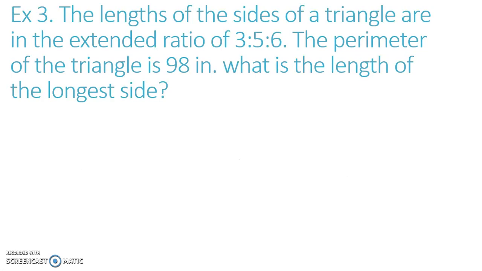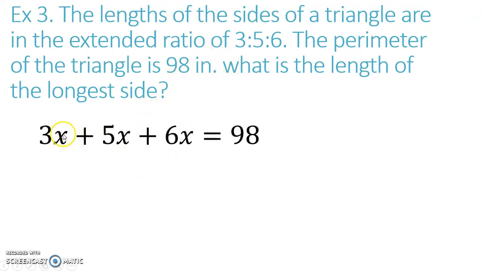The lengths of the sides of a triangle are in the extended ratio of 3 to 5 to 6. The perimeter of the triangle is 98 inches. What is the length of the longest side? Well, the perimeter of a triangle, you add up all the sides, but we don't know what x is. We don't know the sides, so we're going to say 3x plus 5x plus 6x equals 98.